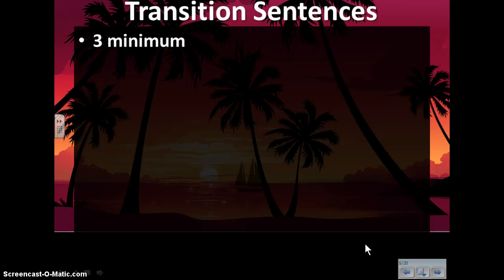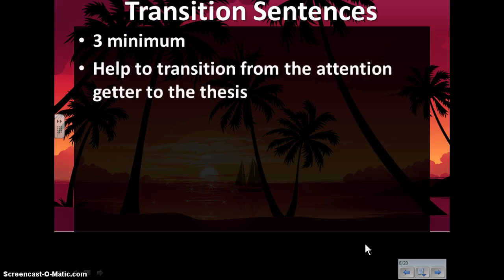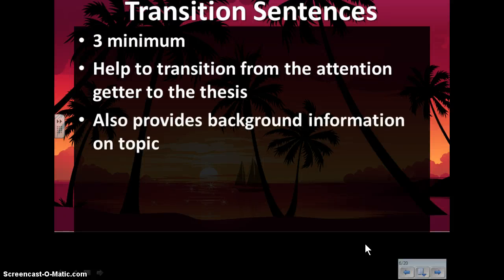Next, we're going to move into talking about transition sentences. And again, you need 3 minimum. These are transitioning. They're that stepping stone from the attention getter, which we just talked about, to the thesis, which we'll talk about next. And again, the transitions can provide a lot of background on the topic that's really important to have. So again, you don't want to just throw your reader into reading an essay about something that they don't have the foundation for. This is the opportunity where you can give some of that background.